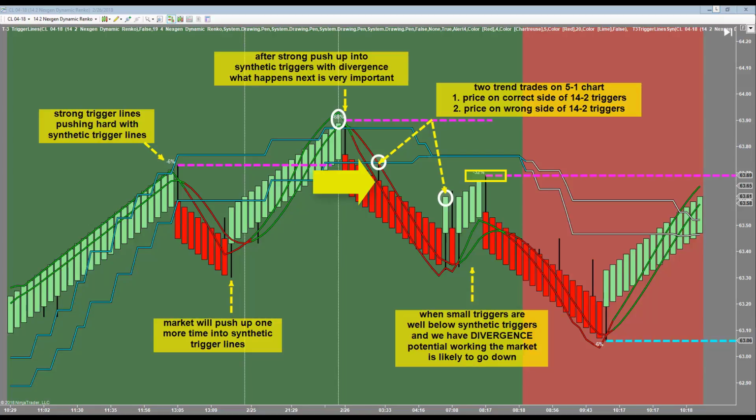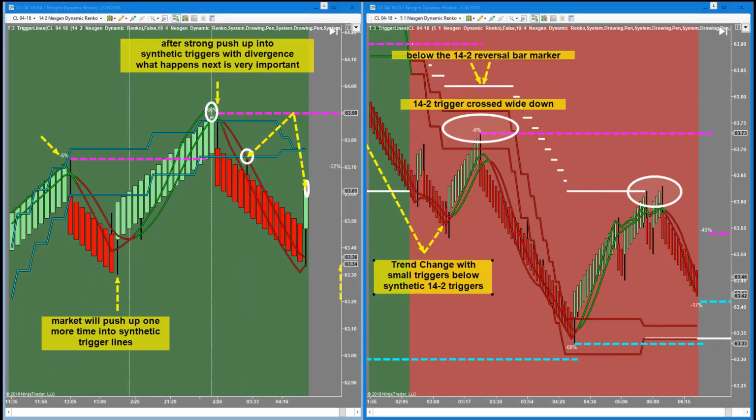The first circle has price below our 14.2 small triggers, and the second trend trade short has price above our 14.2 triggers. And to add just a little bit to that, you'll see that once our small triggers are well below the synthetic triggers, if you make a retracement in price and you have divergence, again, that look will typically fail, and that's the type of spot that we would want to do short trades on our smaller chart if we had the correct area. So let's take a look at these two charts together so you can see how the relationship works.